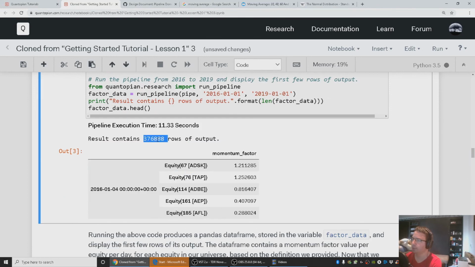Now that is a lot of rows of data. If that was daily data, that would be 1,000 years. So each day has a row for every equity as well. So that explains why there's so many rows.